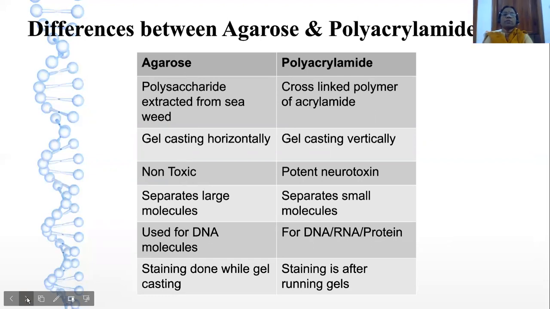Let's check out what are the differences between agarose and polyacrylamide gels. Agarose is obtained from a seaweed. It is a polysaccharide, a sugar molecule extracted from the seaweed. Whereas polyacrylamide is a chemical compound which is a cross-linked polymer of acrylamide. So we use a monomer and a dimer so as to form a cross-linked polymer. In agarose, the gel is casted horizontally. In PAGE, we cast it vertically.